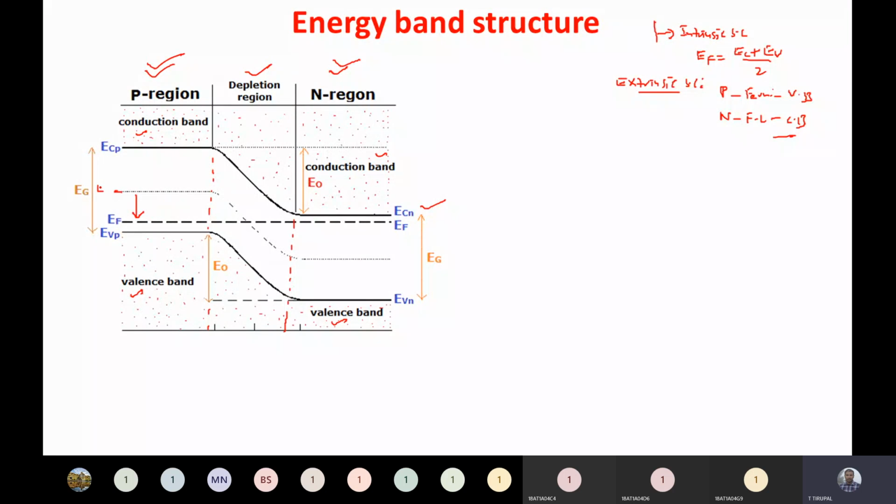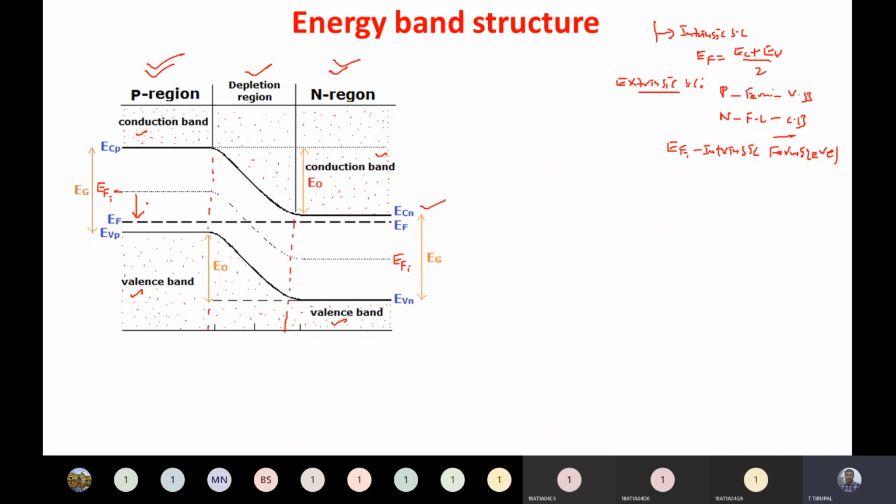This one I can call EF suffix I. What is EF suffix I? It is called the intrinsic Fermi level. The intrinsic Fermi level always lies at the center point. This is EFI in P-type, this is EFI in N-type, the Fermi level in N-type, and this is the Fermi level in the intrinsic semiconductor in P-type.